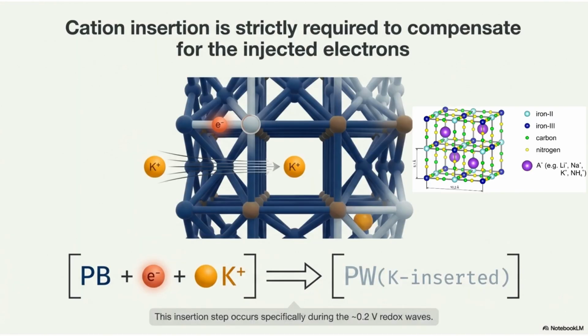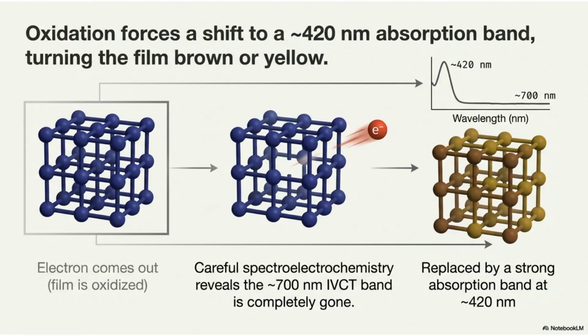Cation insertion, such as K+, is strictly required to compensate for the injected electrons during reduction. This insertion step occurs during the negative redox waves. Oxidation removes an electron and shifts the absorption to a 420 nanometers band, turning the film brown or yellow. The 700 nanometers IVCT band is completely gone.